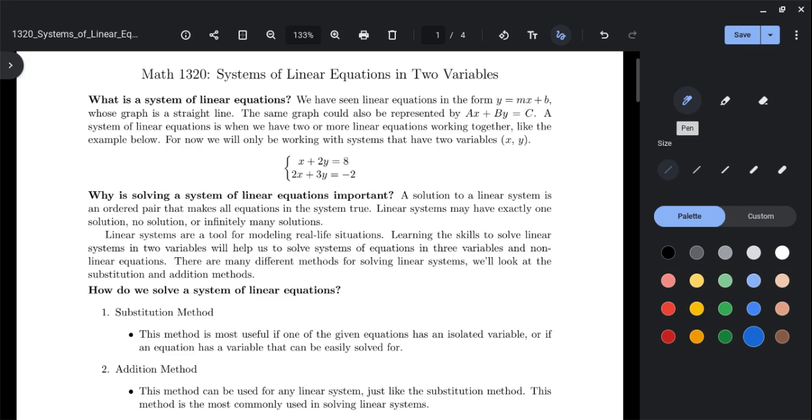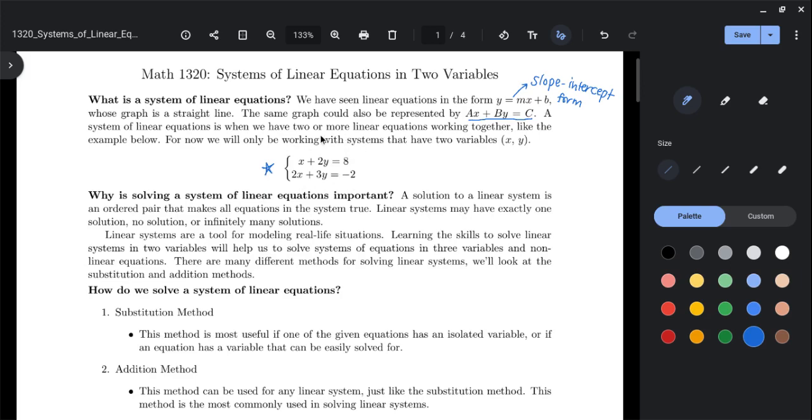In the past, we've worked with a lot of linear equations, and they're usually in the form of y equals mx plus b, which we know as our slope-intercept form. But when we're working with systems of linear equations, it's nicer to have them in the form ax plus by equals c. A system of linear equations is when we have two or more linear equations working together, as we can see in this example here.